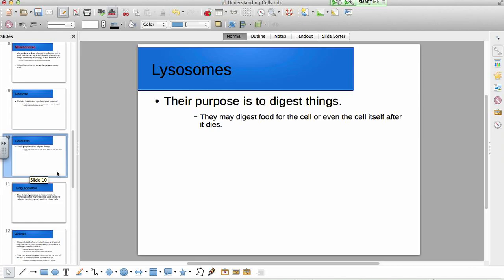So your two key points about lysosomes: they digest food, and they also will digest or consume themselves when the cell dies. The cell dies, the lysosomes inside the cell, right? Because remember, they're located in that cell. Once that cell dies, that lysosome will actually consume the cell that it's within and break it down, and then we can move forward with life processes.